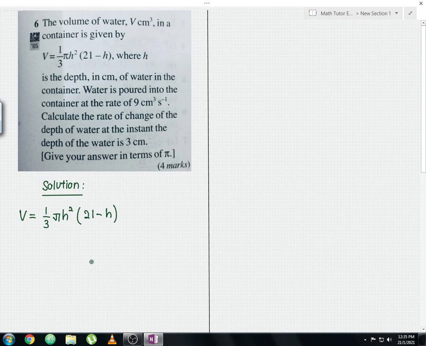The second information that we can observe is water is poured into the container at the rate of 9 cm³ per second. This cm³ represents the volume, and this per second indicates the time. Since it's pouring in at the rate of 9 cm³ per second, this is the rate of change of volume with respect to time. In this case it is dV/dt. So dV/dt = 9 cm³ per second. This is the second information that we obtained from the question.